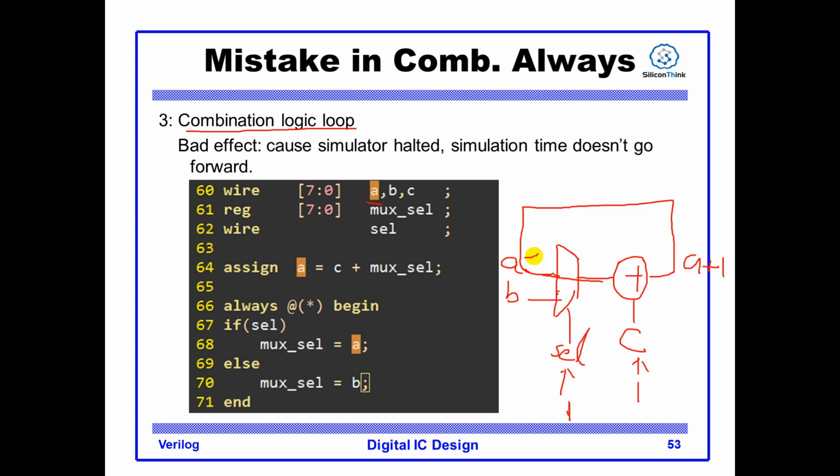So we assume the beginning value of A is 0. So A will equal 1 and be fed back to this point and change it to 1. 1 will be passed to here and again generate 2. 2 will be fed back to here and again generate 3. So as you can see, this is an endless loop.